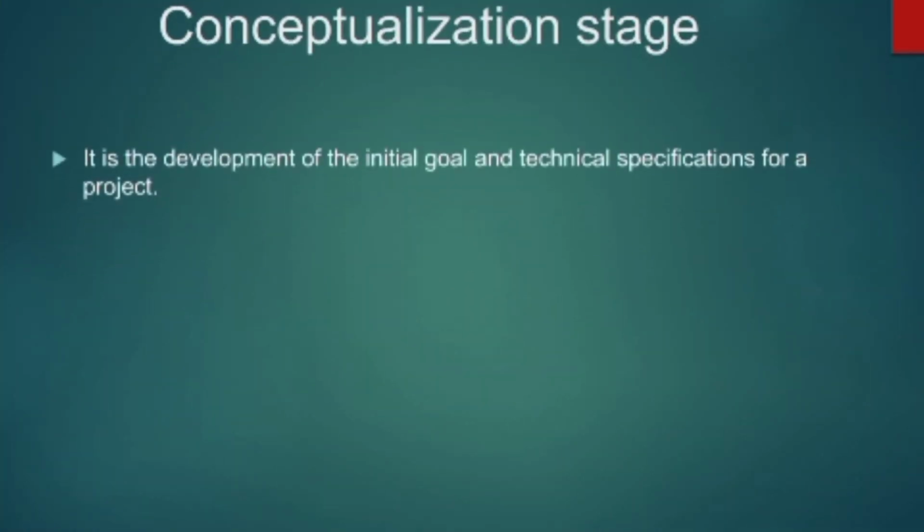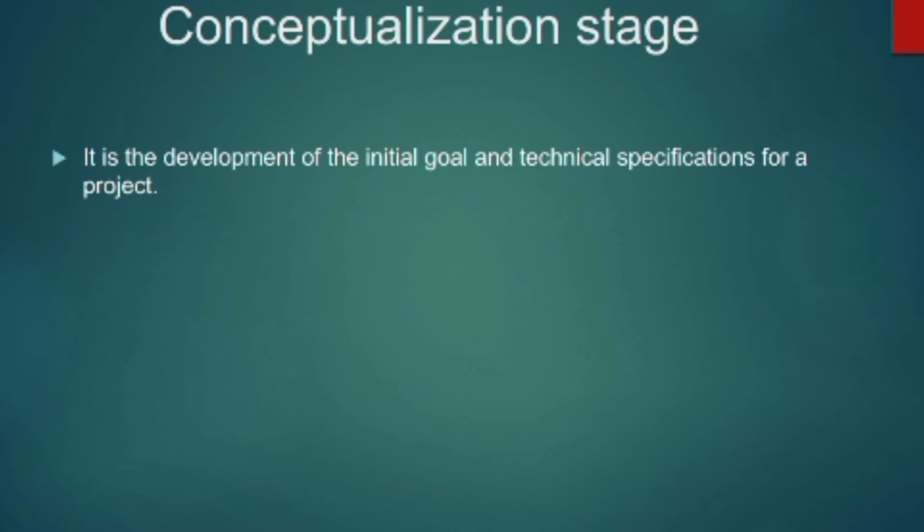Conceptualization stage. You remember I talked about project sponsors. They are the persons or the person who own the project, who conceives the project, the originator of the project. So at this stage it is the development of the initial goal and then the technical specification for the projects. So the project sponsors together with the project manager will come up with the need, to identify the need.